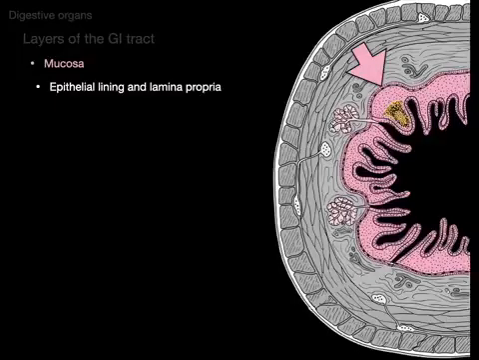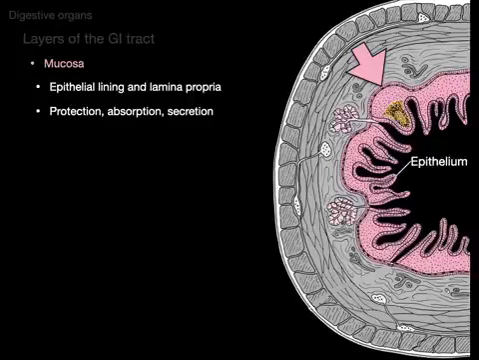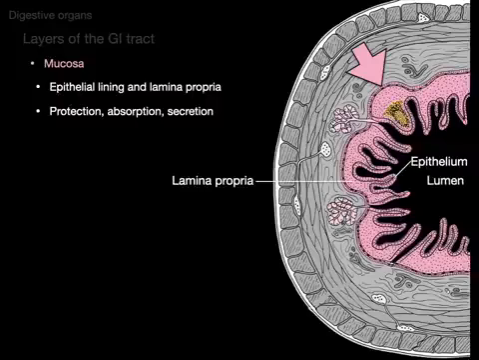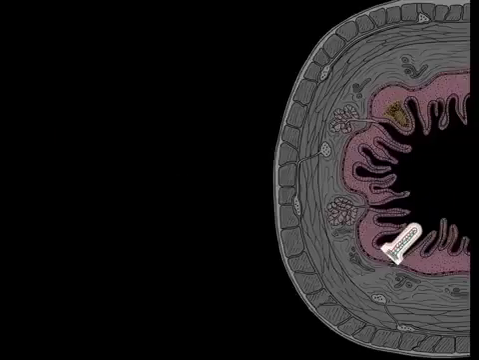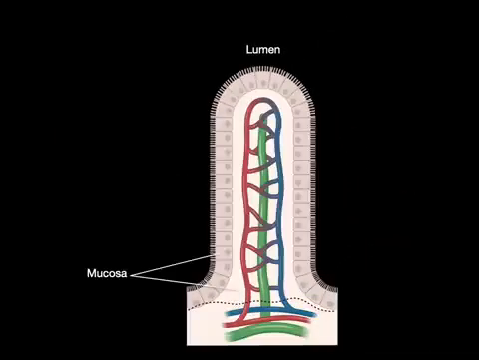And deep to the basement membrane of the epithelium is loose connective tissue. We call that the lamina propria. And the mucosa is there to protect or to help with absorption and secretion. There's epithelium. That's lining the lumen. And there's the lamina propria. That's where the capillaries are found for absorption. Let's take one of those capillaries and blow it up. And there we've got the mucosa.